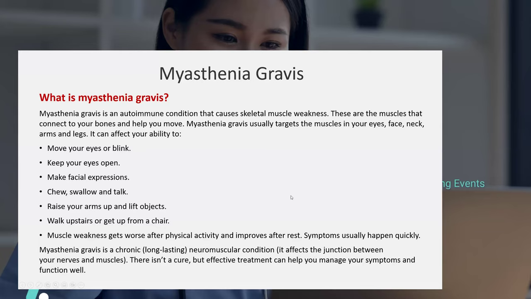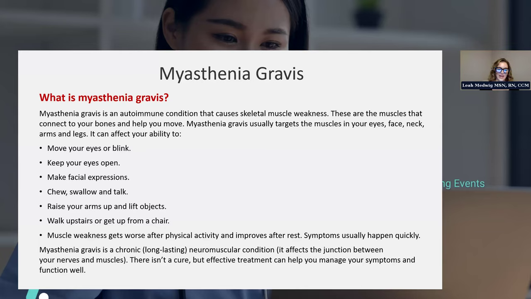Yes. Perfect. All right. So we can see myasthenia gravis is an autoimmune condition that causes skeletal muscle weakness. Our patient has that. These are the muscles that connect your bones and help you move. Myasthenia gravis usually targets the muscles in your eyes, your face, your neck, your arms, and your legs. It can affect your ability to move your eyes or blink, keep your eyes open, make facial expressions, chew or swallow, and talk. We can see in the physical exam that the patient did have that muscle weakness.